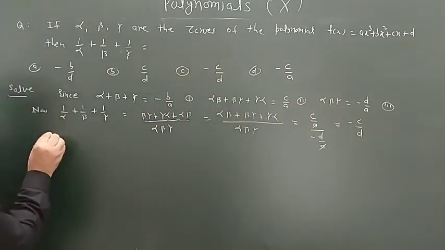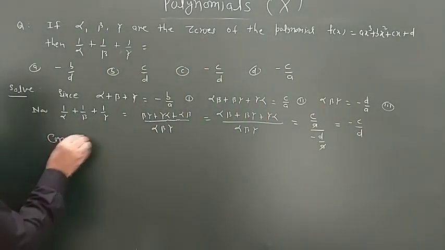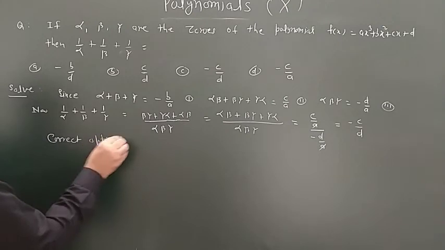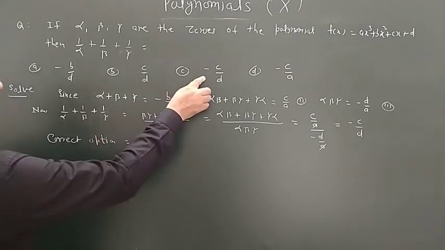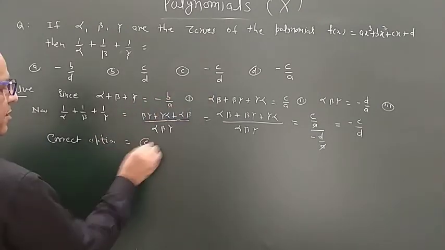So the correct option is minus c upon d, that means option C.